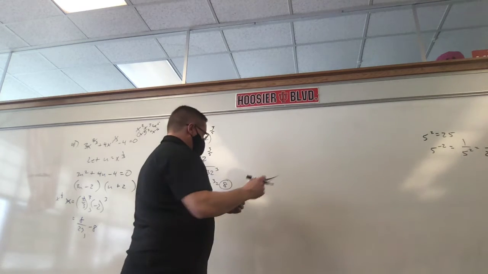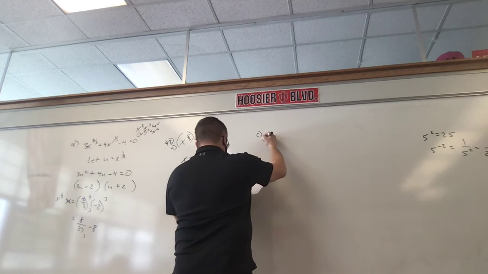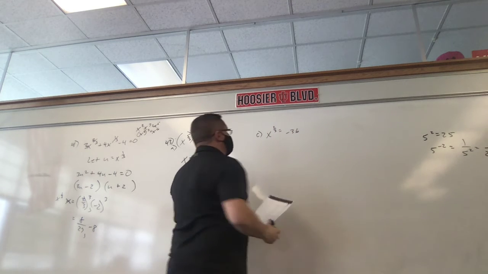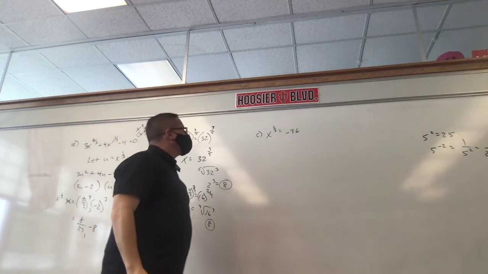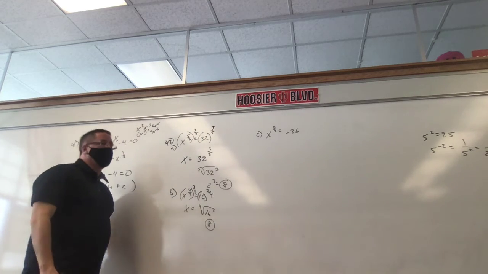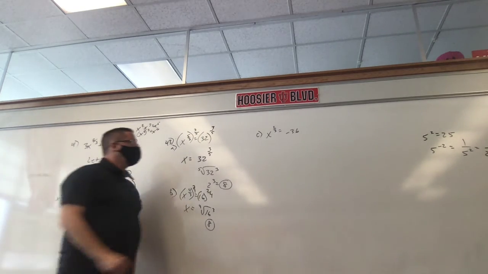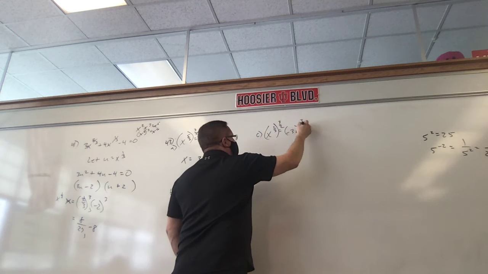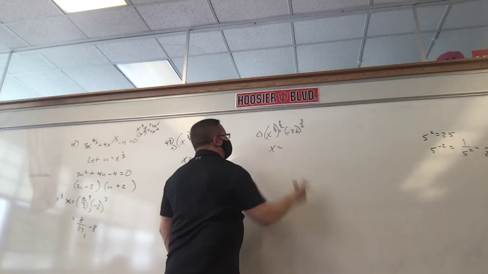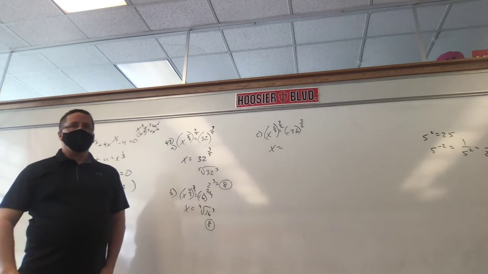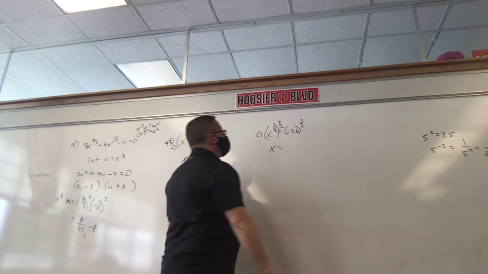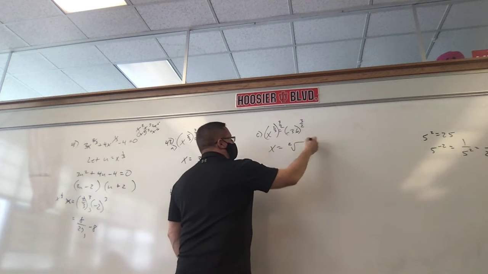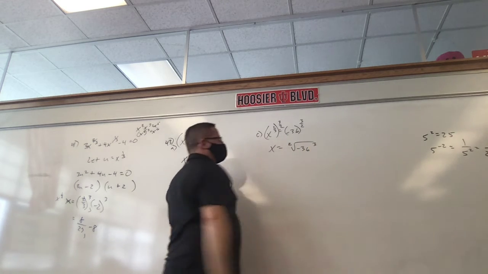Okay, C. So we have x to the 2/3 equals negative 36. How do we get rid of a 2/3 power? Raise it to the 3/2 power. So these cancel. What's another way of saying negative 36 to the 3/2 power? The what root of what? The second root, or the square root, of negative 36 cubed.